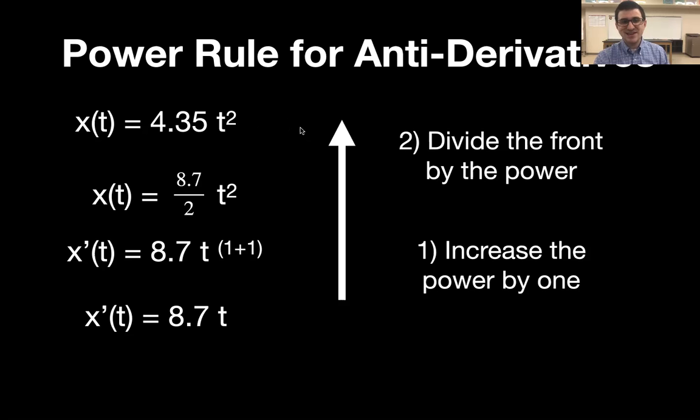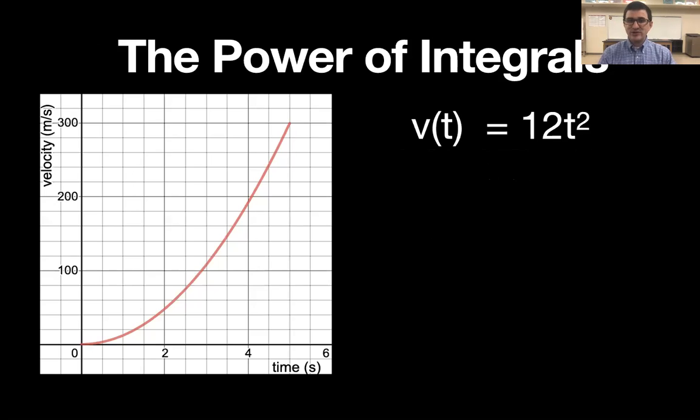And then we end up with the function that we started with, though we should probably include a plus c here, just because we don't know what the initial position is given this velocity versus time function down here. But that is how you take the antiderivative. That's the power rule for antiderivatives. So now let me show you an example.